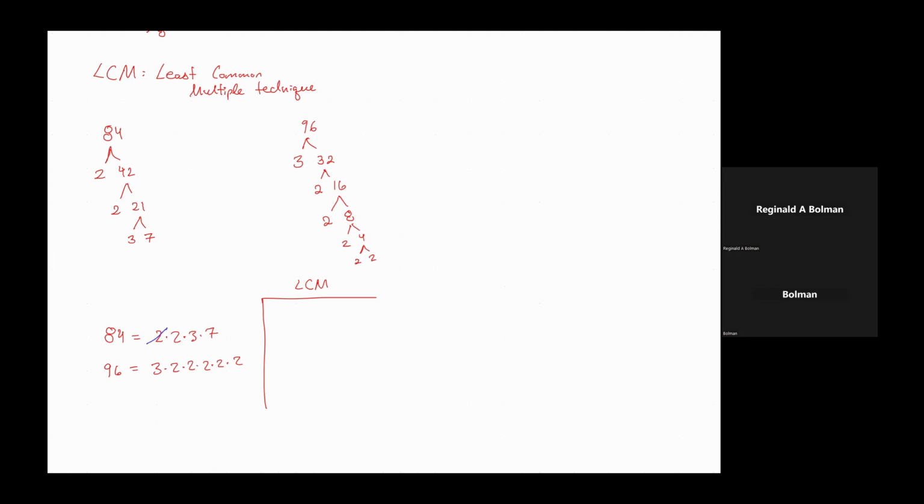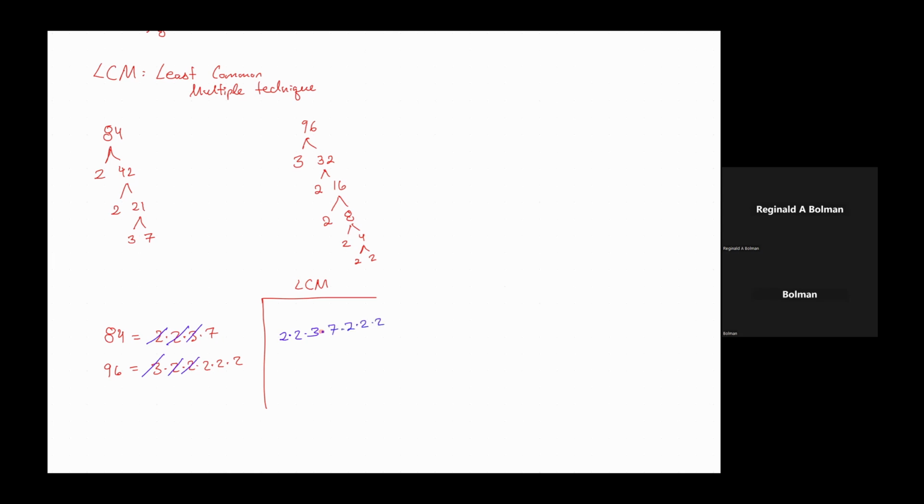I see I have a sequence of 2's. I'm going to cross them out once and write a 2 once. I see I have another sequence of 2's. I'll cross those out and write it once. I have a sequence of 3's. I cross it out, write it once. I have a 7 and a sequence of 2's left over. So if I wanted to find the least common multiple, I would need to tack on to this multiplication problem a 7, a 2, a 2, and a 2.